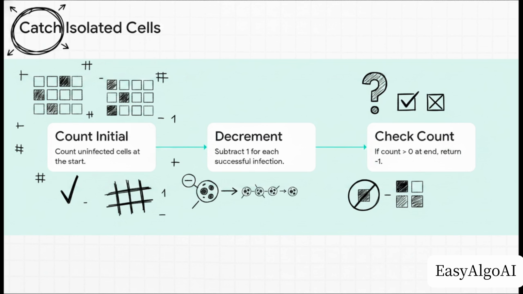Step 1, during that very first pass where we load our queue with the initial 2s, we just count how many 1s exist in the matrix. We keep a running tally. Step 2, during our multi-source BFS, every single time we successfully infect a cell, we simply subtract 1 from that tally. Step 3, when the BFS finishes, we literally just check our remaining count.